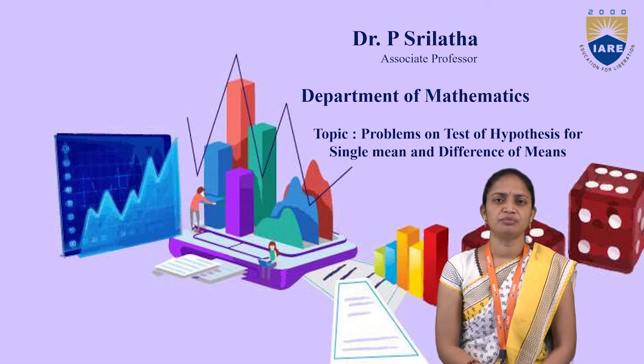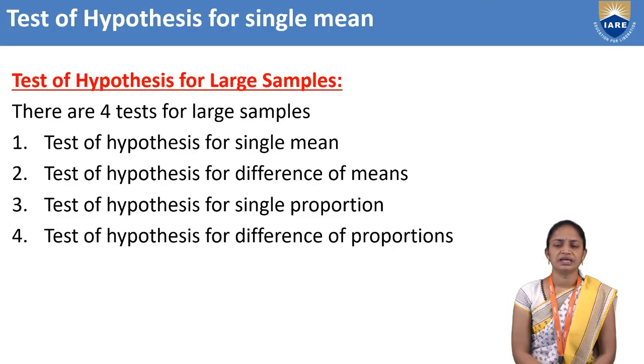In this session, I am going to discuss problems on test of hypothesis for single mean and test of hypothesis for difference of means. Test of hypothesis for large samples. In test of hypothesis for large samples, we have 4 tests. First one is test of hypothesis for single mean, and second one is test of hypothesis for difference of means. Third one is test of hypothesis for single proportion, and fourth one is test of hypothesis for difference of proportions.